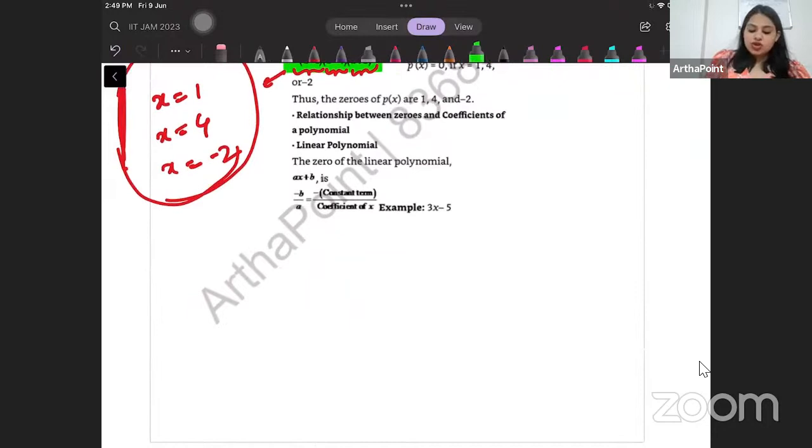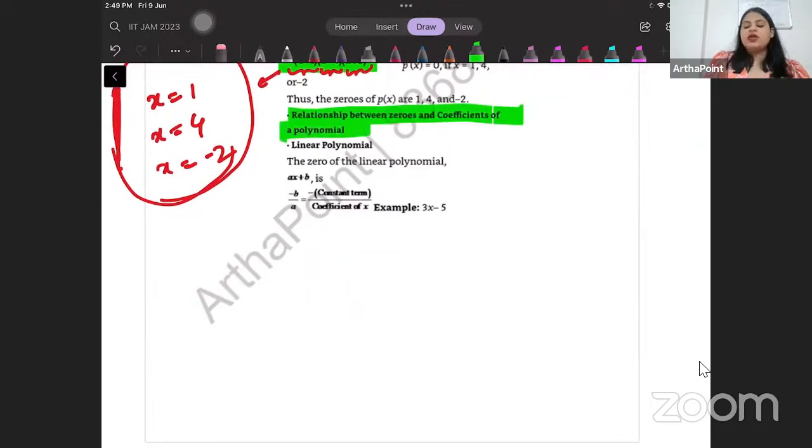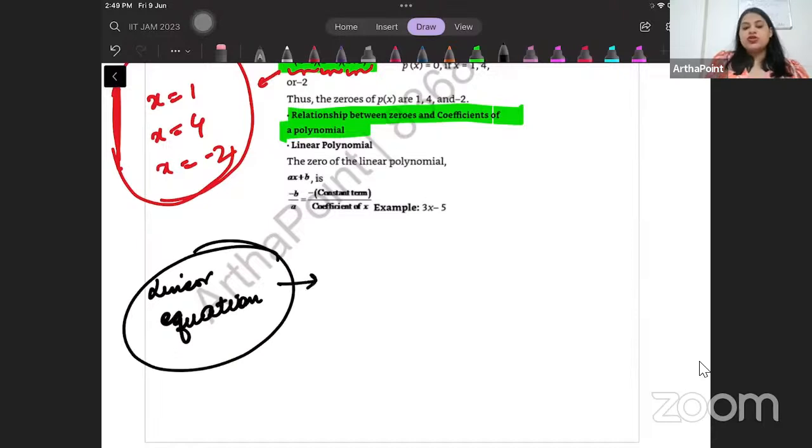Now let us talk further. There is a relationship between zeros and coefficients of the polynomial. So suppose you have a linear equation. A linear equation is of the form ax plus b.